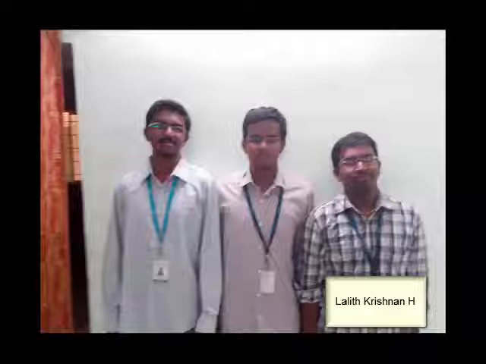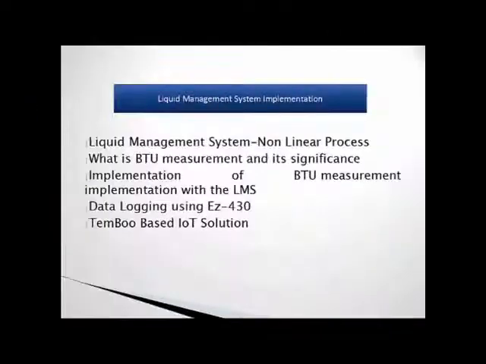They are my teammates. My name is Lalit and he is Vasan and he is Jeru. EZ430 RF2500 module and Tembo based IoT solution.